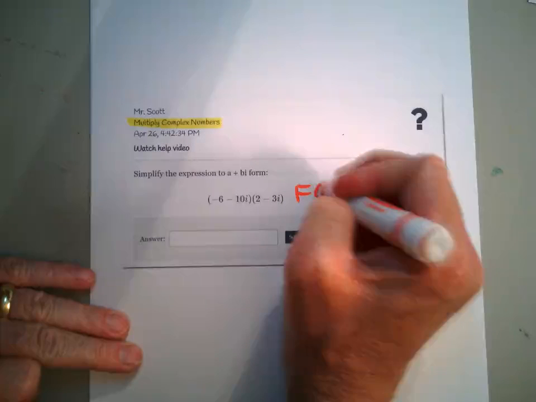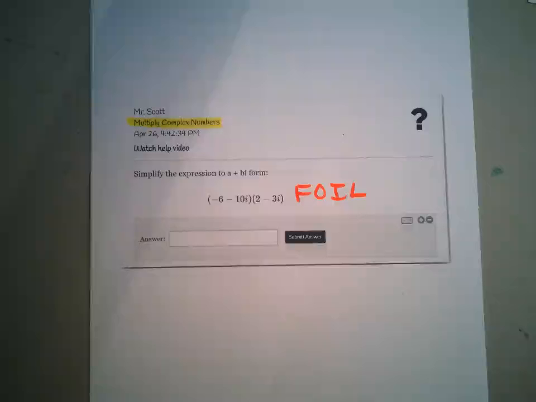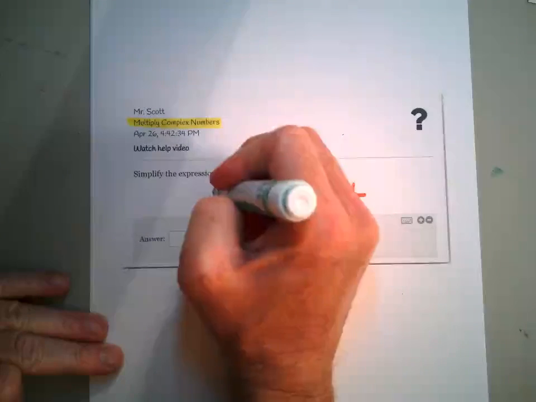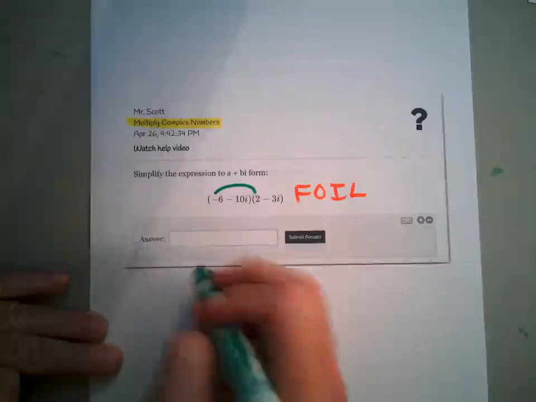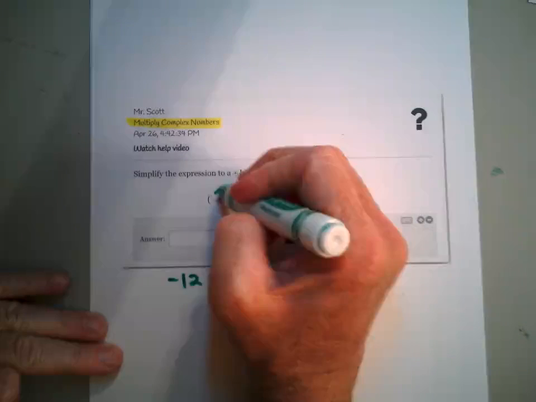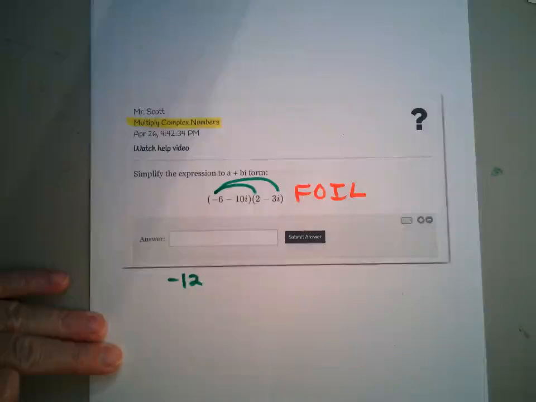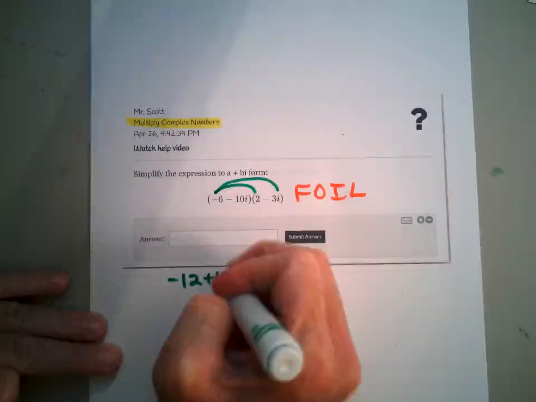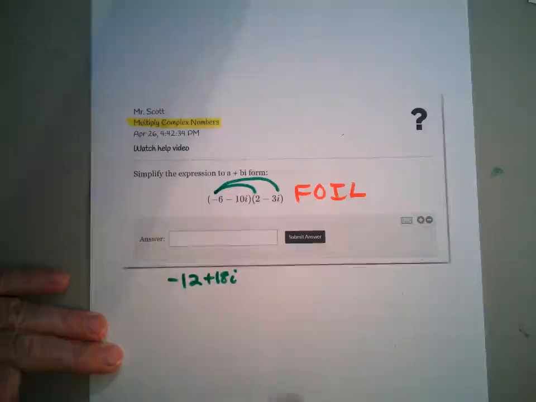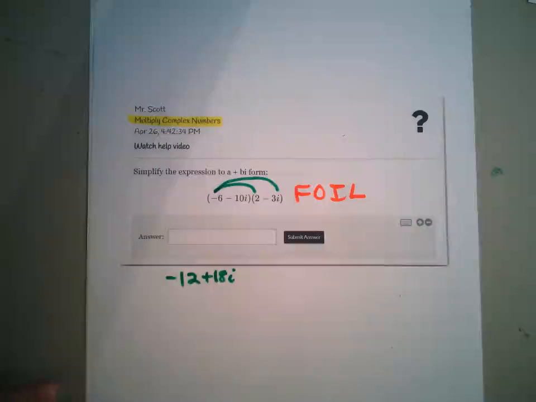Then we have a multiplication problem. You'll see this title is the multiplication of complex numbers. What we want to do is remember how to FOIL: first, outer, inner, last. We'll take -6, multiply it by 2. That's -12. -6 multiplied by -3i gives you 18i.